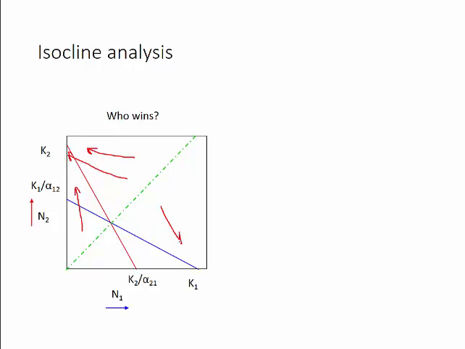To the right of the green line, we're going to have situations where it's going to lead to species number 1 winning. And you can figure that out by running this line from the origin here through the intersection.